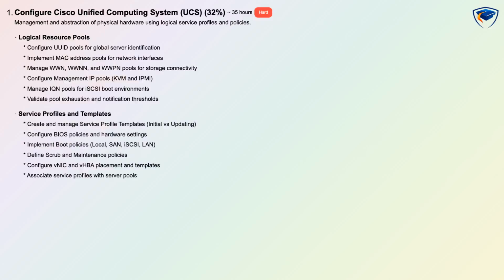In the first domain, Configure Cisco Unified Computing System, UCS, you'll learn about the management and abstraction of physical hardware using logical service profiles and policies. This domain covers topics such as logical resource pools, service profiles, and templates, and is weighted at 32% of the exam. The estimated learning time for this domain is 35 hours, and the assessment type is hands-on and conceptual.